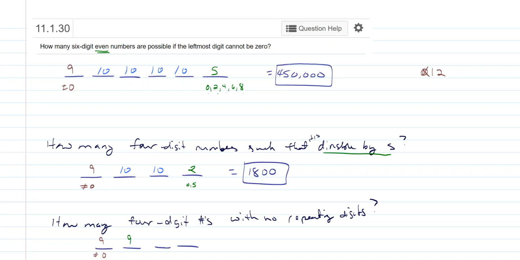For the next spot, again, I don't have 10 digits to choose from because I'm not allowed to repeat. I can't use the one from the first slot or the one from the second slot. So now there are only 8 digits to choose from. And the last one has only 7 digits to choose from. When I multiply this together, I get 4,536. So that's how many 4-digit numbers there are with no repeating digits.